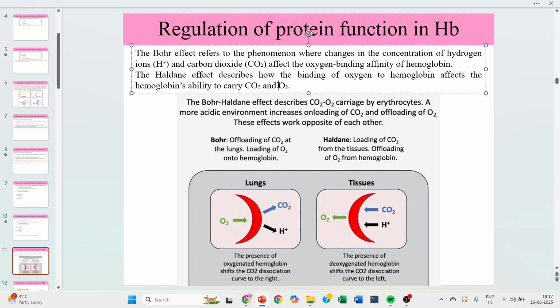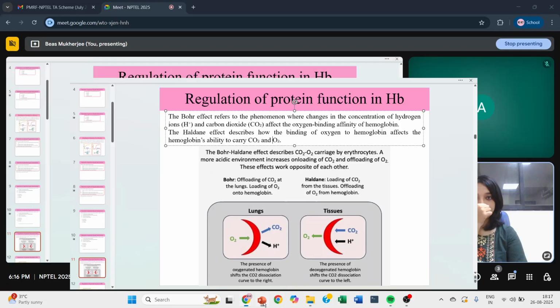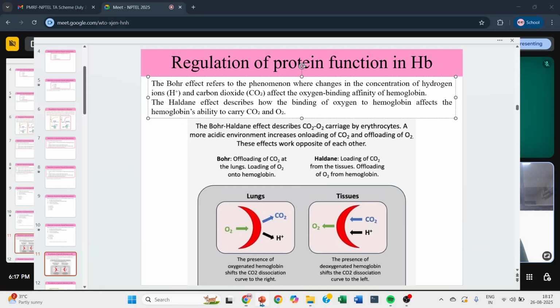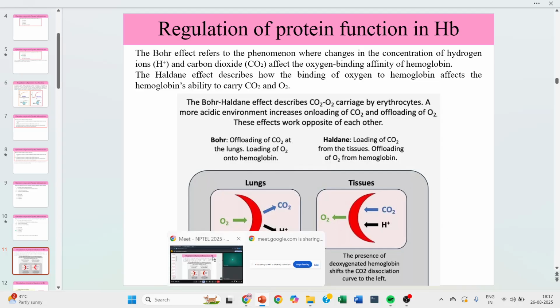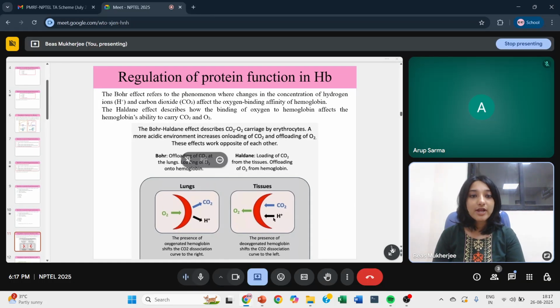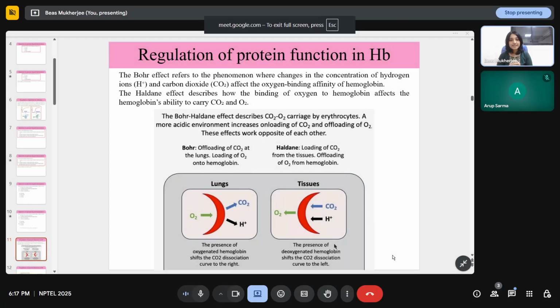Okay, now we'll carry on. See what happens in the Bohr-Haldane effect. This describes how carbon dioxide and oxygen are carried by erythrocytes and how that is influenced by changes in the pH condition. A more acidic environment increases the onloading of carbon dioxide and offloading, that is release, of oxygen. So these effects work opposite to each other.